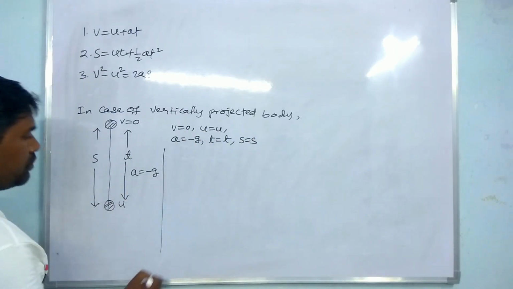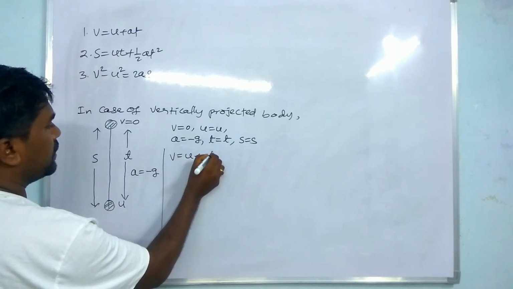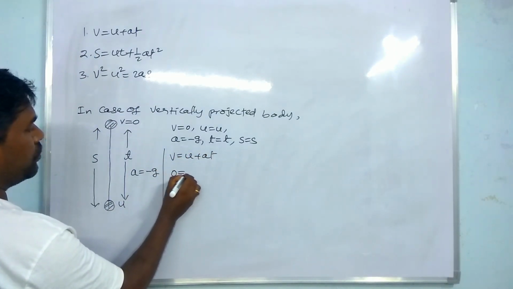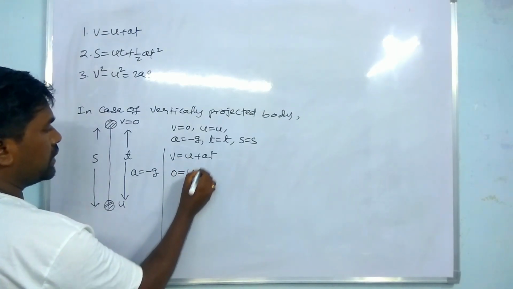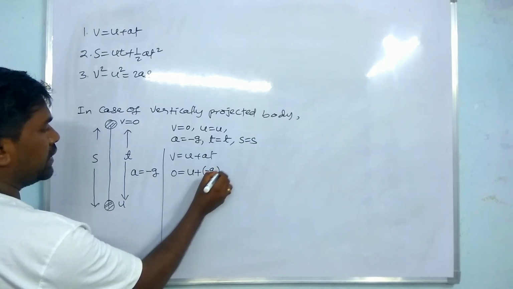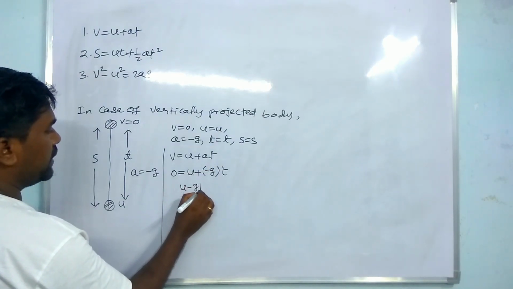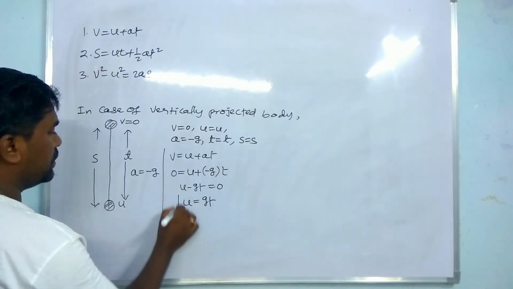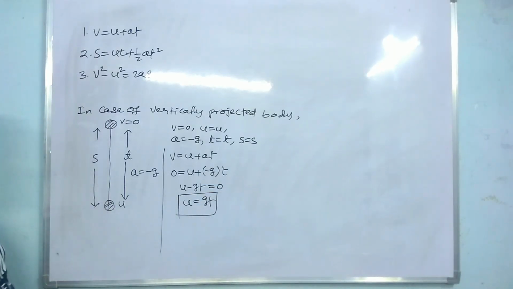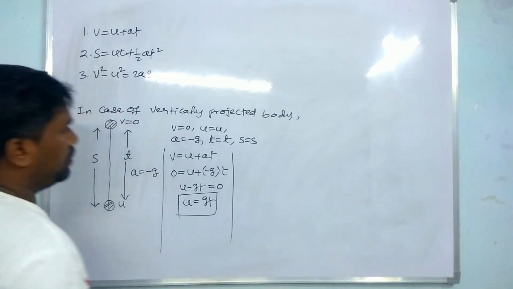For the first equation we can write that v is equal to u plus at, where v is equal to 0, u is equal to u, and a is equal to minus g into t. Whereas u minus gt is equal to 0, u is equal to gt. So this is the first equation of motion in case of a vertically projected body.